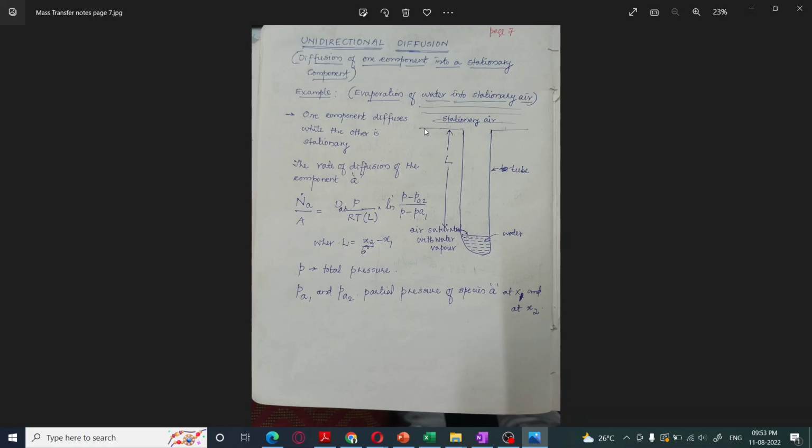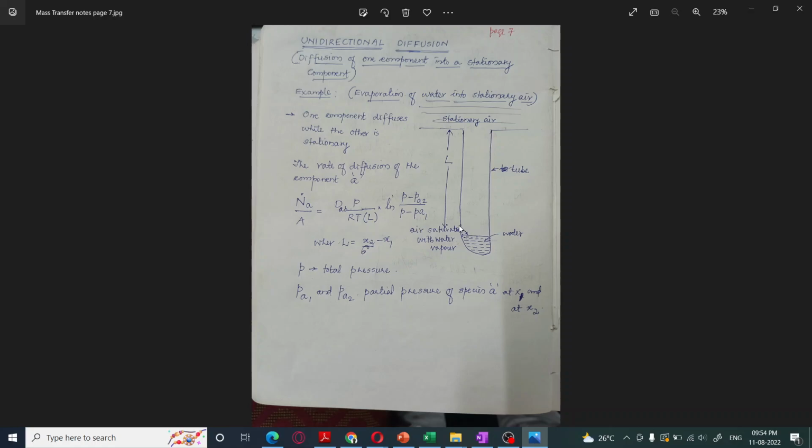So we have stationary air which is at the top of this, which is everywhere, which is not flowing, stationary air. Now, if here we have water, the water molecules will be evaporated into or diffused into the air, and the concentration of water molecules in air will be corresponding to the saturation pressure at that temperature. Suppose we have temperature 30 degrees Celsius. We can get from the steam table what will be the saturation pressure of this water in air.